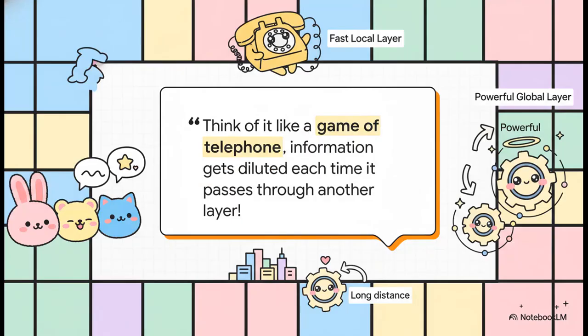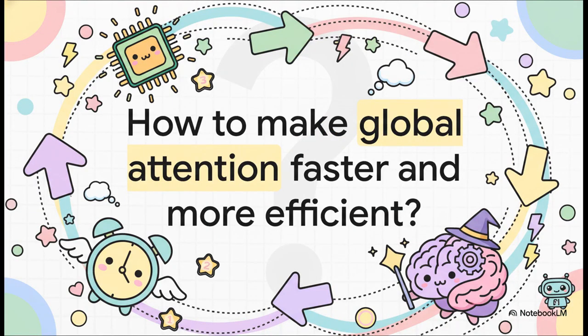And this quote just hits the nail on the head. If you only use that sliding window, it's like a game of telephone. The further you get from the beginning of the sentence, the more distorted the original meaning can become. And that's why Gemma 4 is so smart. It weaves in these powerful global layers that can see the entire context, making sure nothing important gets lost in translation.